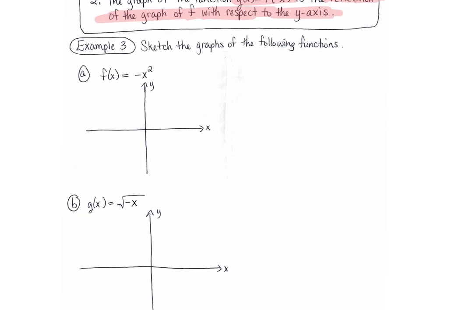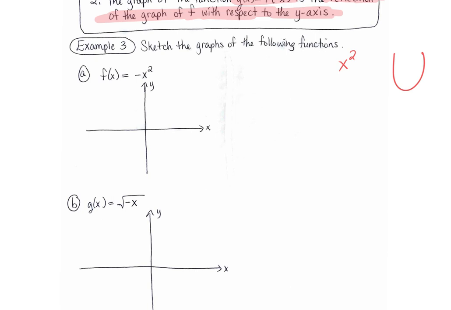Would you like a minute to try both of them? No? Okay. So in A we have f of x equals negative x squared. What function do you think about immediately? X squared. Very good. We know its graph is a parabola. Give me more. Does it face up or down? X squared faces up. That's the function you think about immediately.